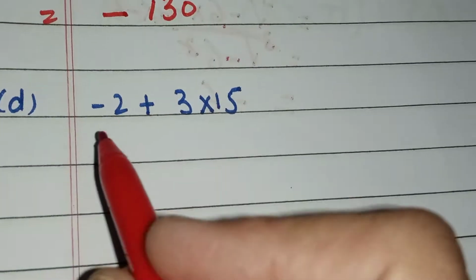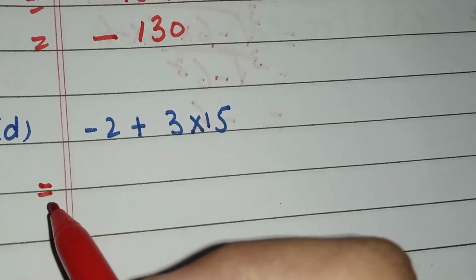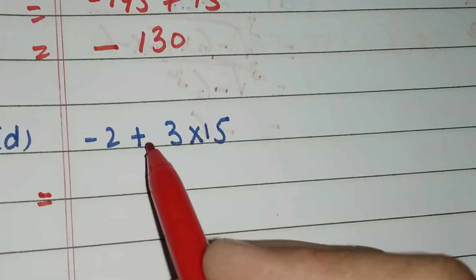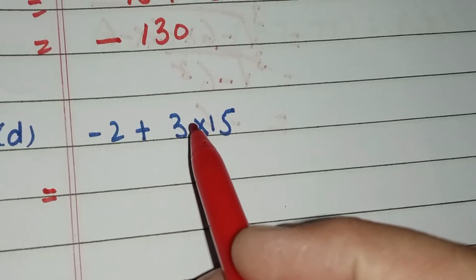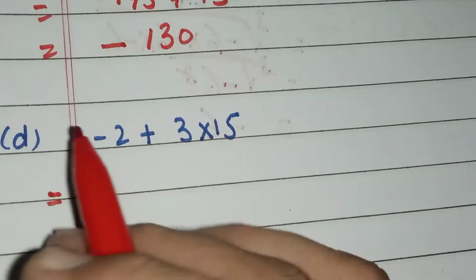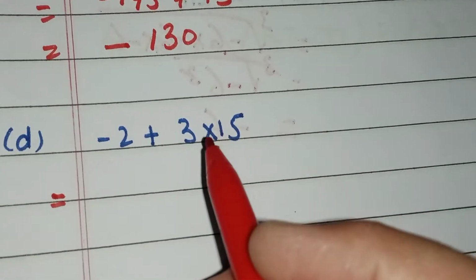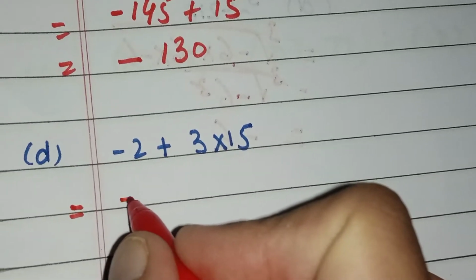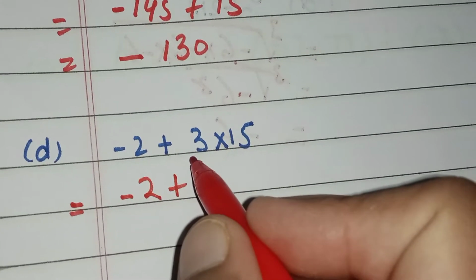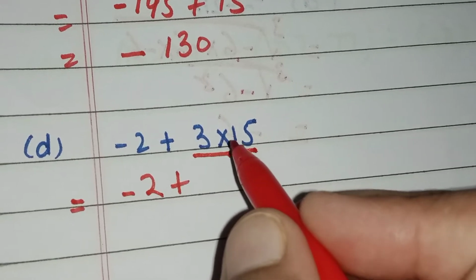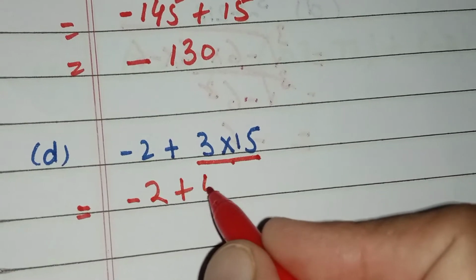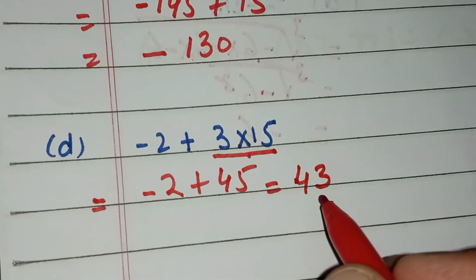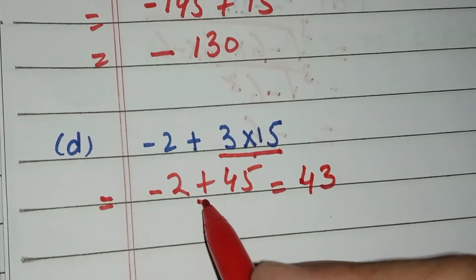Now in part D, here I have, student, I follow the BODMAS rule. In this rule, I do first division, if there is a division operation, then multiplication, then addition, and then subtraction. Minus 2 plus, here I have multiplication, so I first multiply them. 3 multiplied by 15 is 45. 45 minus 2 is 43. The operation is subtraction, but the sign is of the big number, which is plus.